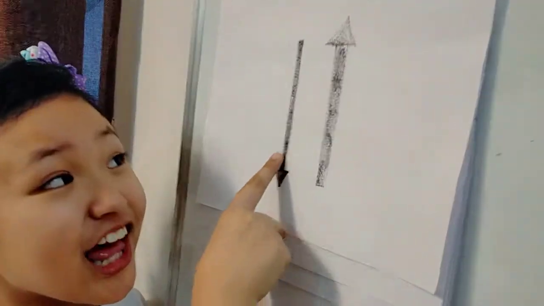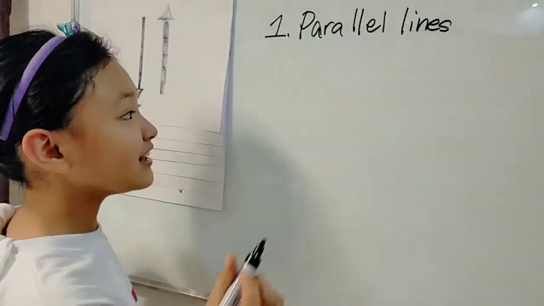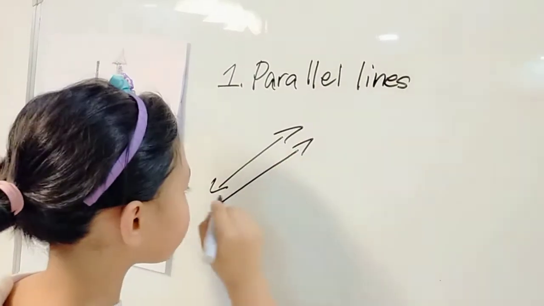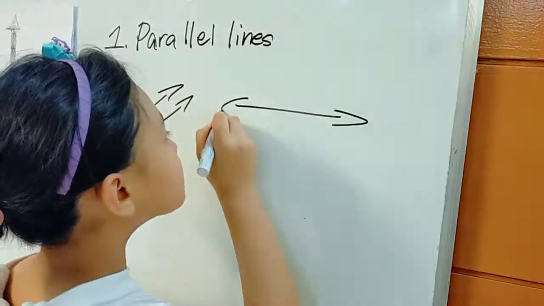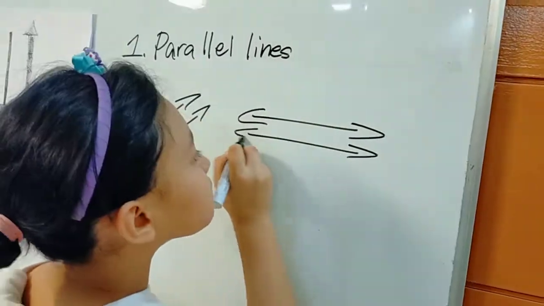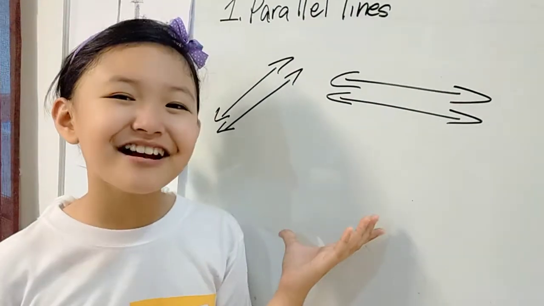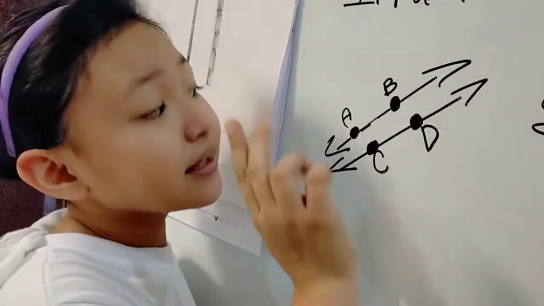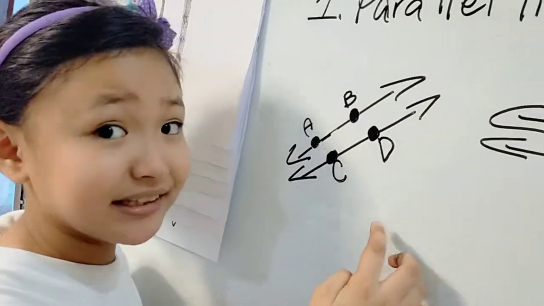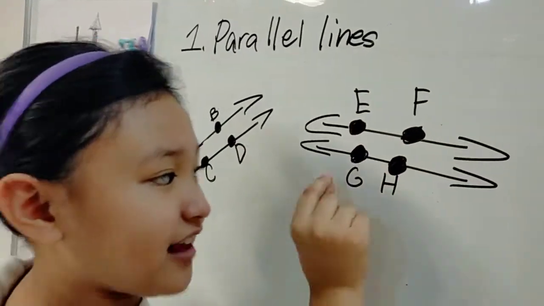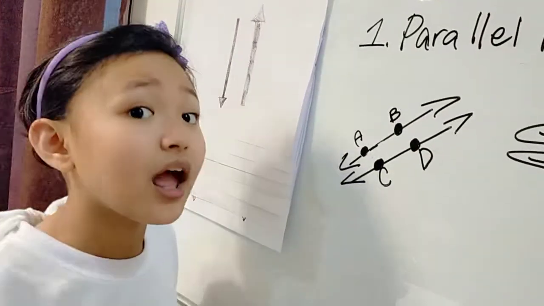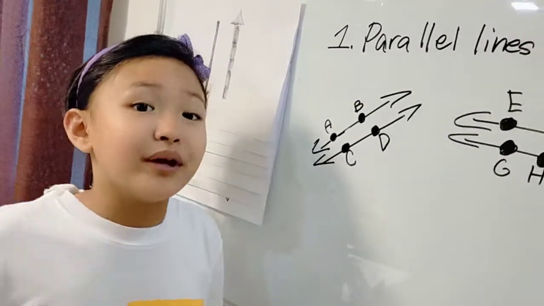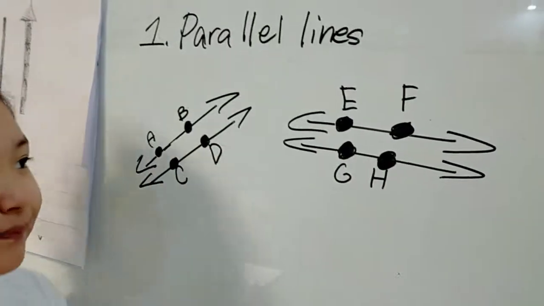For example, this one. Parallel line can also be like this. These are parallel lines. In this figure, line AB and line CD and line EF and line GH will not intersect even if we extend them. Look.